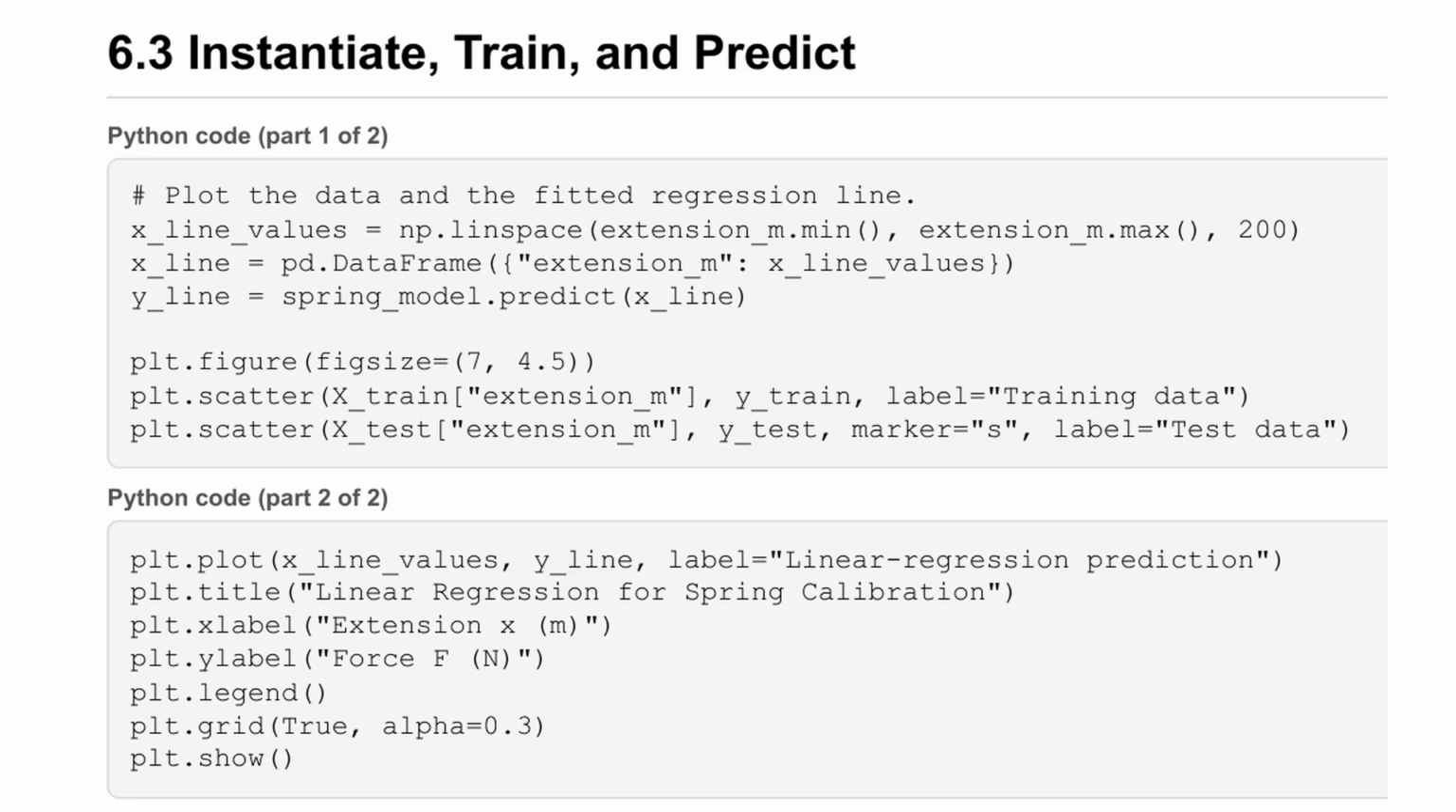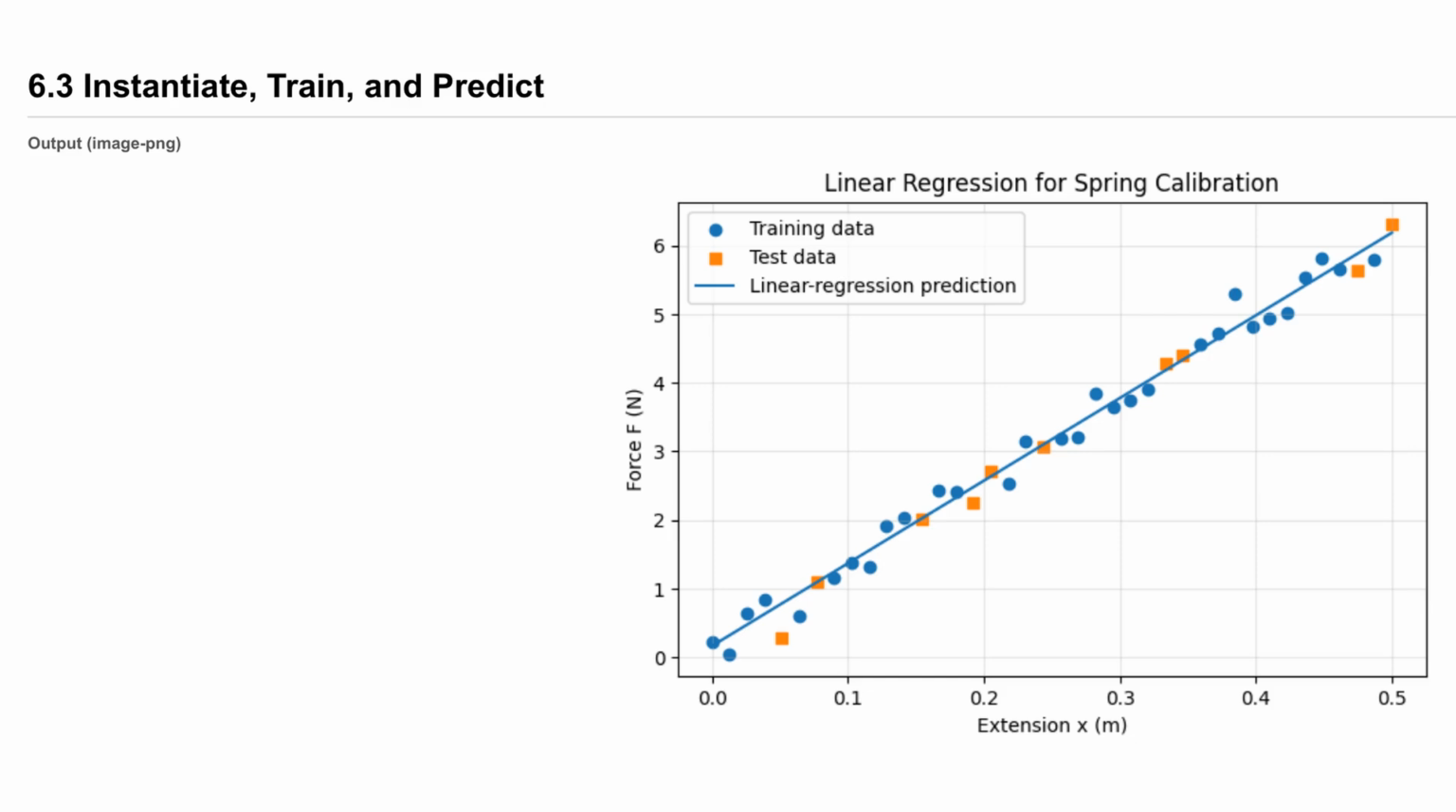To visually verify the model, we generate a smooth line over our extension range. We create an array of extension values, ask our trained model to predict the force along that line, and then prepare a plot comparing the model's prediction against both training and test points. The resulting plot shows our linear regression prediction as a solid line. It nicely bisects the noisy training points, shown in blue, and aligns well with the unseen test points, shown in orange. The model has captured the general trend without tracking individual noise fluctuations.